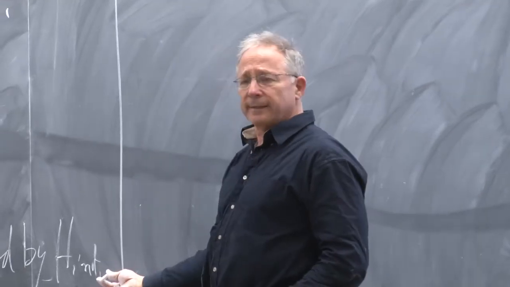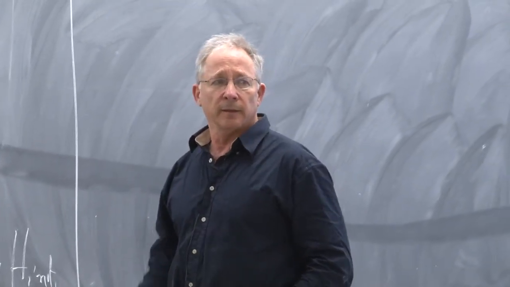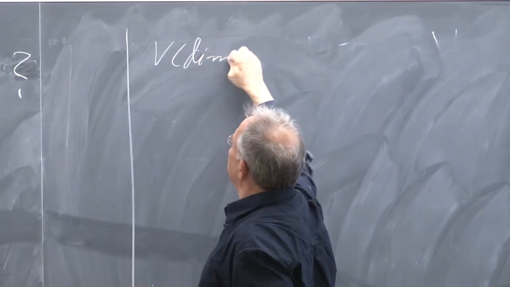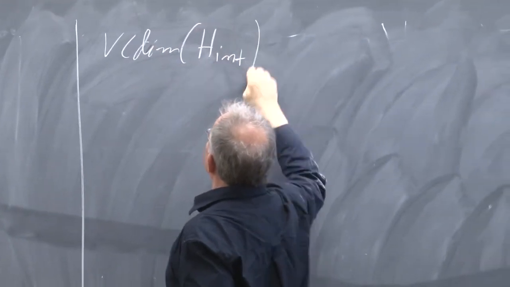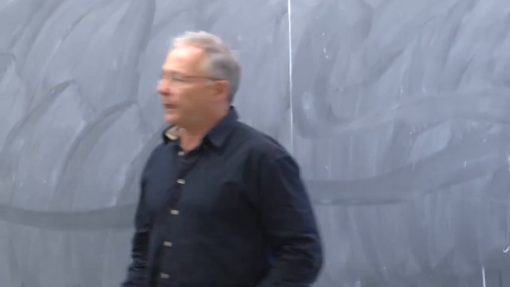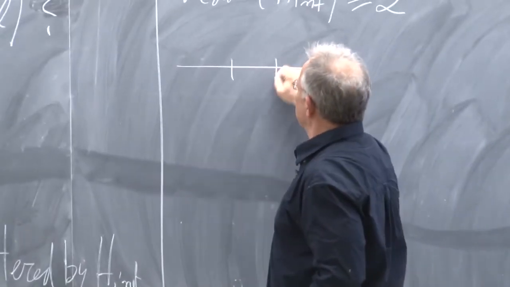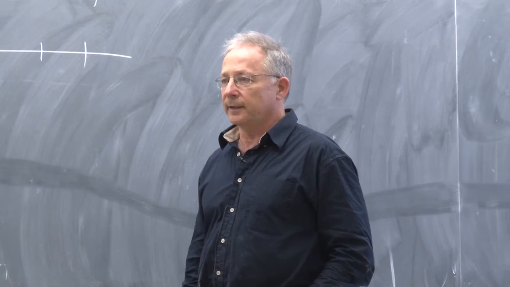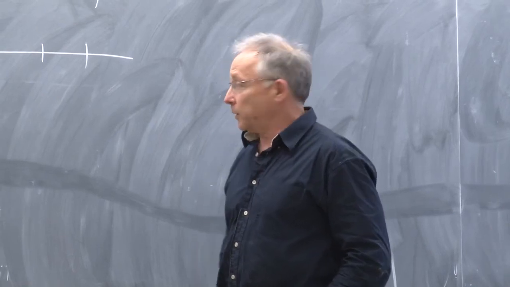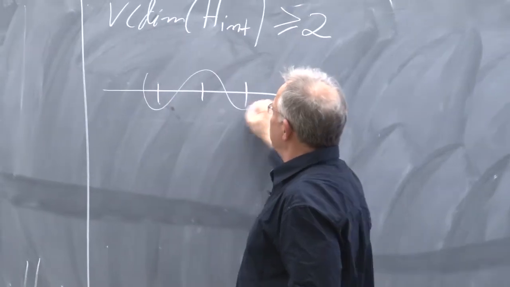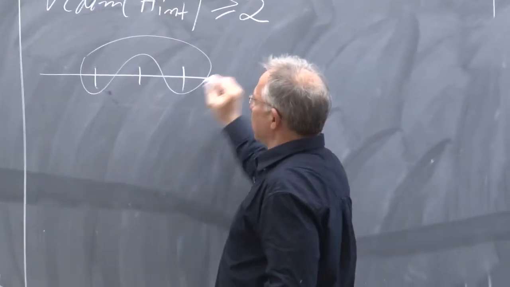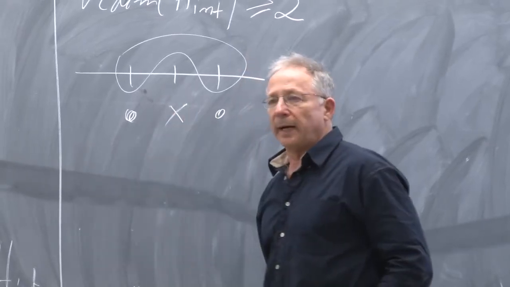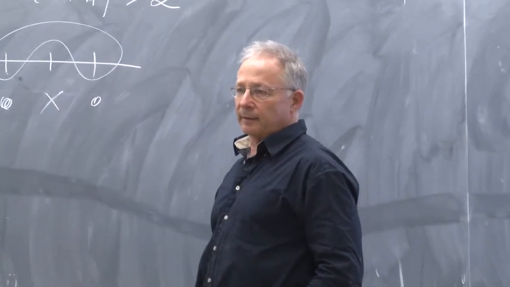What does it tell me about the VC dimension? That the VC dimension of H interval is what? Yes? At least 2. Can you shatter 3 points? So what happens if I try to shatter 3 points? If I have 3 points, yes? You can't include the 2 endpoints and not. Exactly. I cannot have an interval that will do something like this. So this pattern is not realizable by any interval.